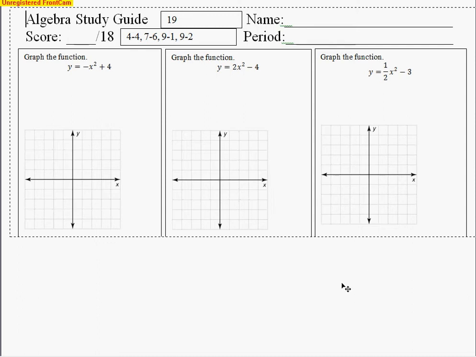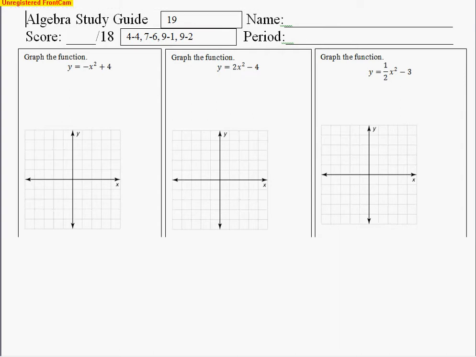This is the tutorial for the study guide for quiz 19. And so let's take a look at our first problem here. It says we're trying to graph this function, negative x squared plus 4.